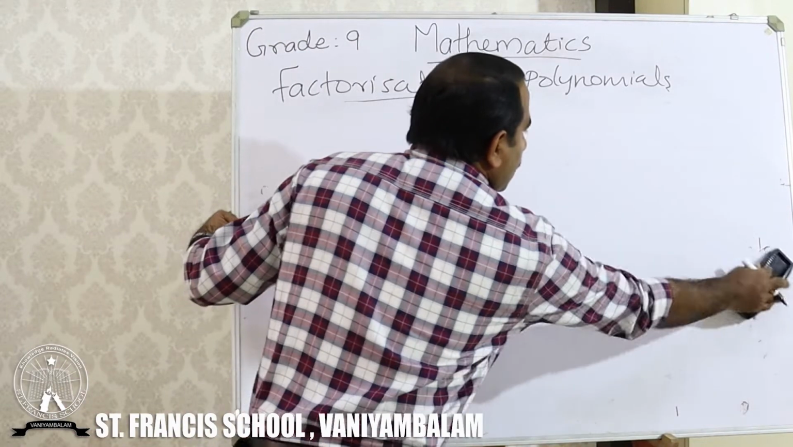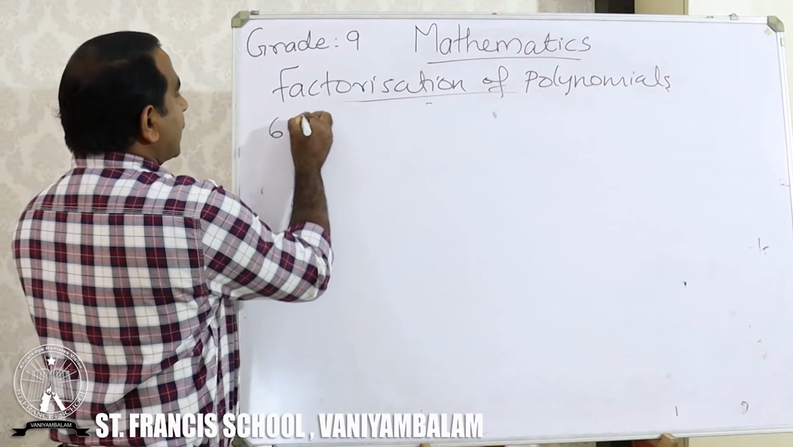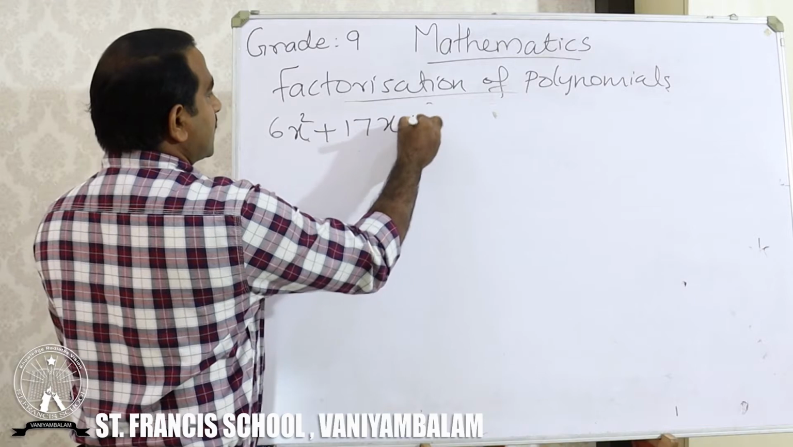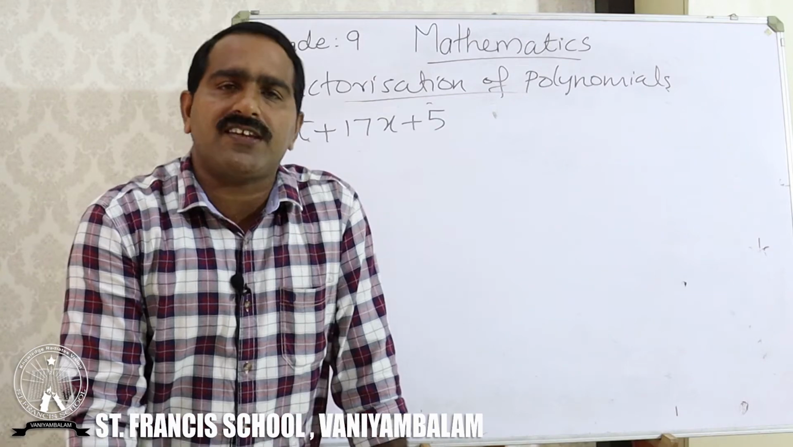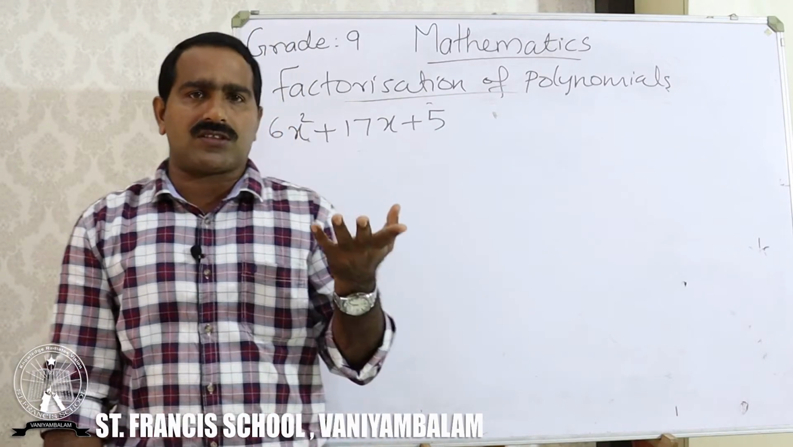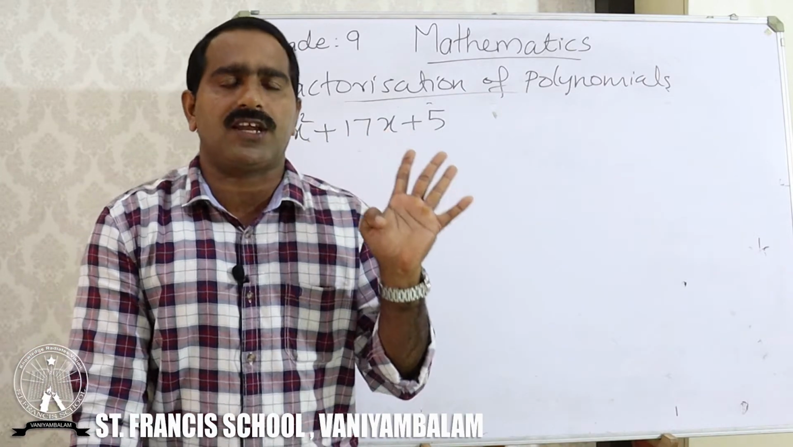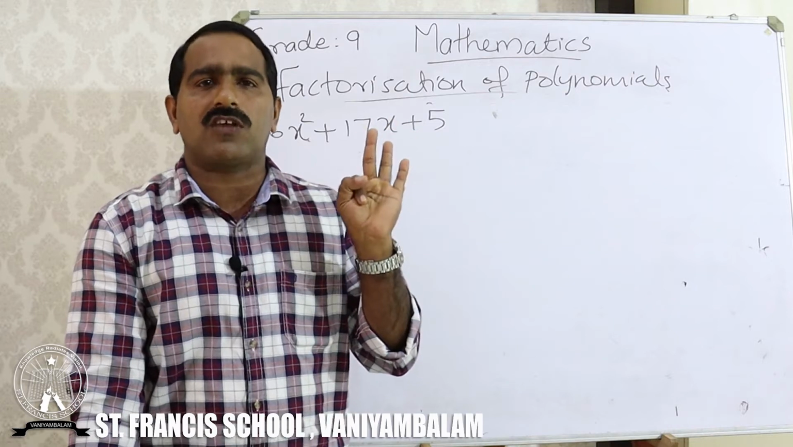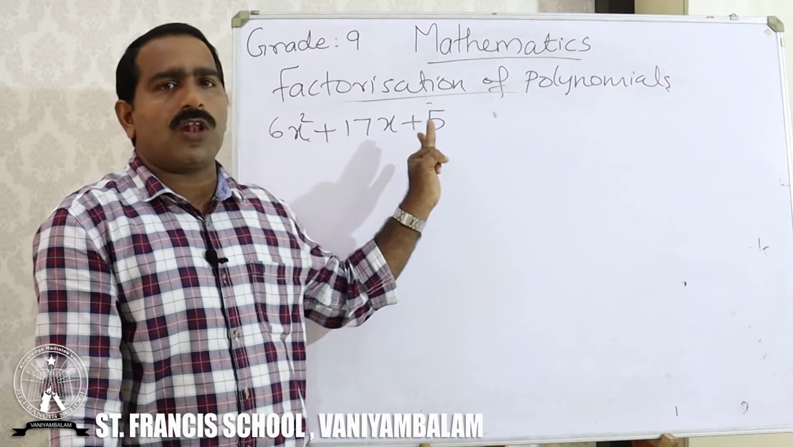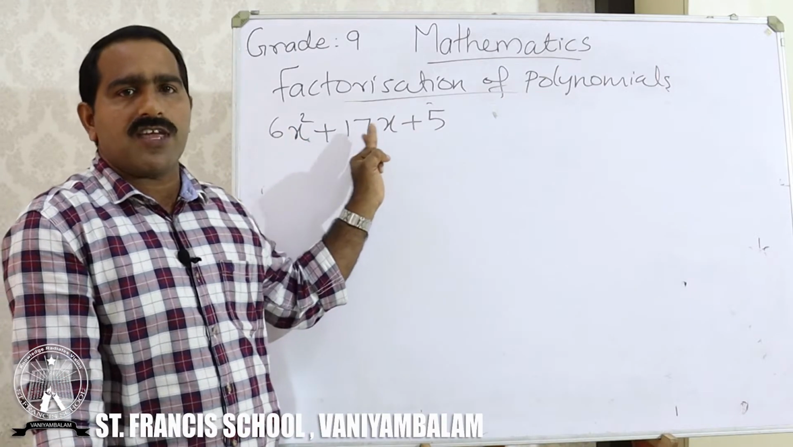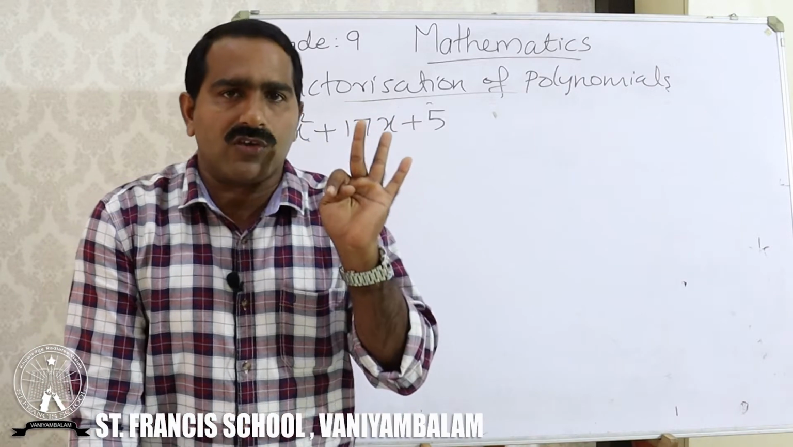Okay. Let us consider an example. Factorize 6x square plus 17x plus 5. Factorize this quadratic polynomial by splitting method. Children, there are two methods for factorizing this type of quadratic polynomials. One is splitting the middle term, another one is by using factor theorem.